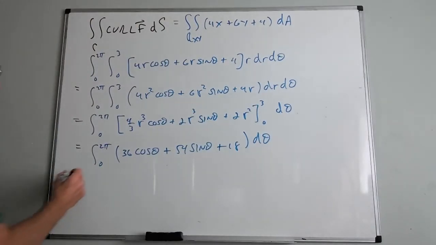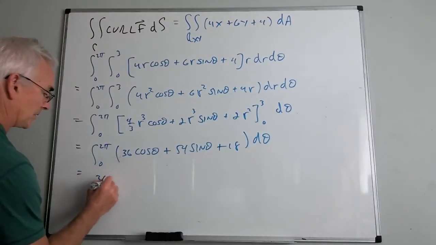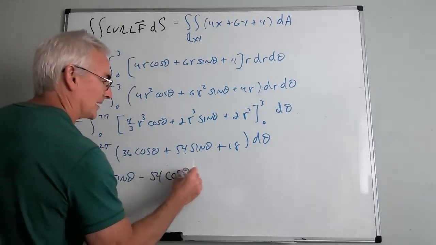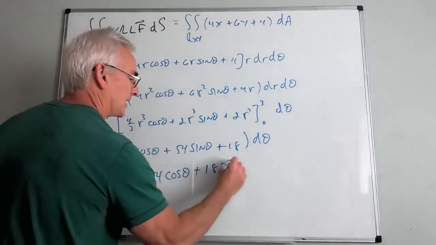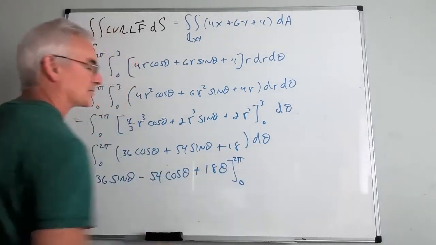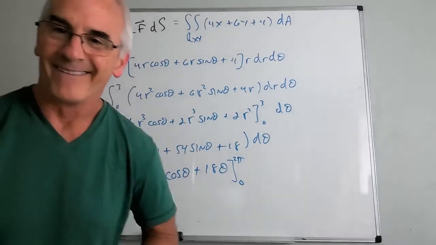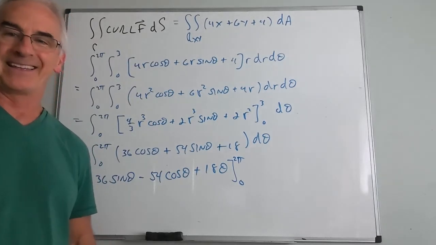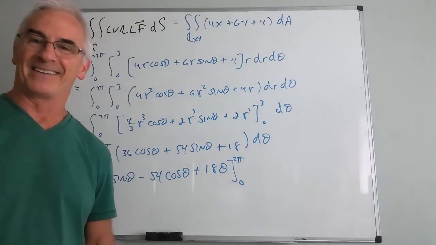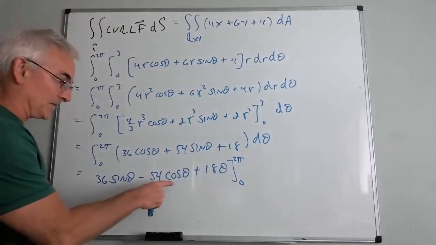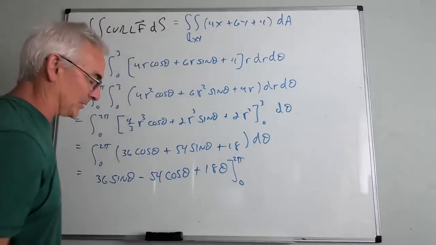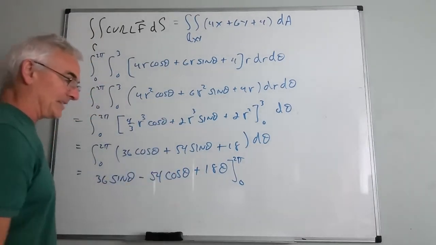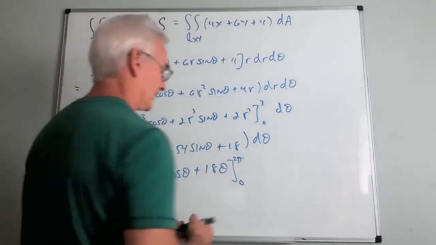Okay, and finally, integrating this, that's going to give me 36 sine theta minus 54 cos theta plus 18 theta from 0 to 2 pi. Here's why we love 0 to 2 pi. What are these trig functions going to be when I evaluate them from 0 to 2 pi? 0. Because the cosine of 2 pi equals the cosine of 0, they'll cancel, and the sine of 2 pi equals the sine of 0 equals 0. So all that cancels. So what's left? This bad boy right here.